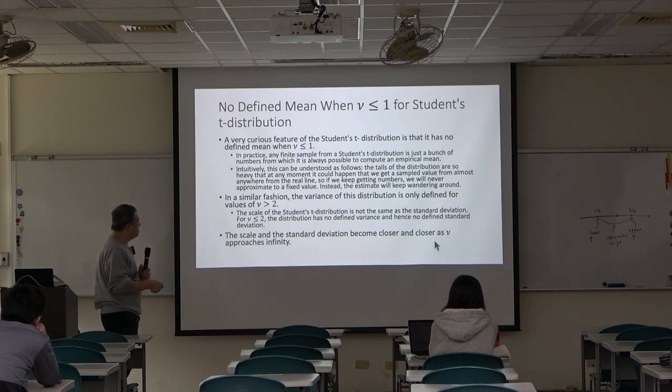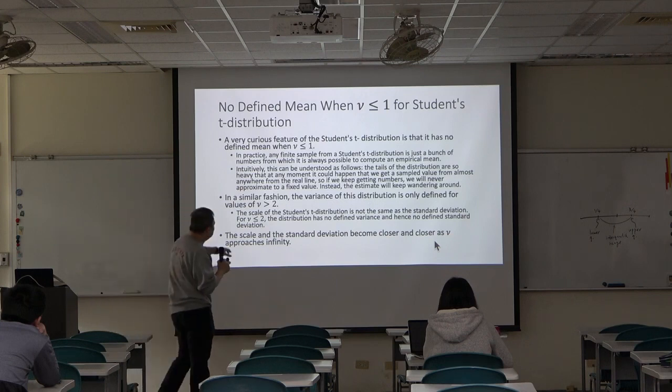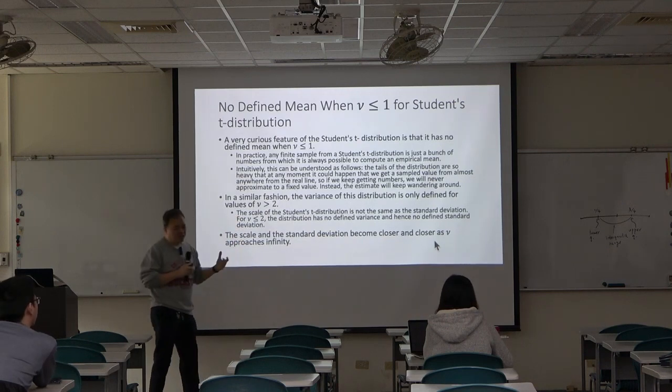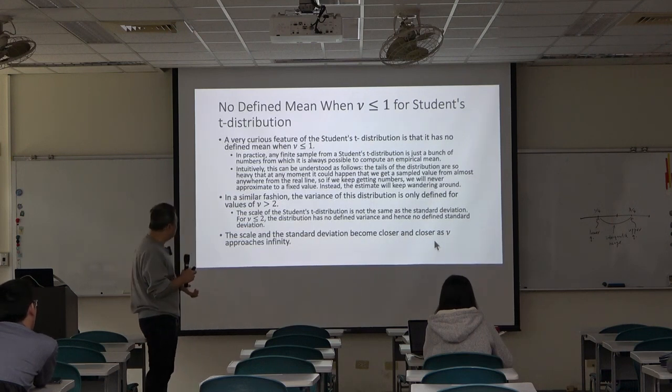In a similar fashion, the variance of this distribution is only defined for values of v greater than 2. If v is smaller than or equal to 2, there is no defined variance, so no defined standard deviation. So these are some special constraints for the Student t distribution.